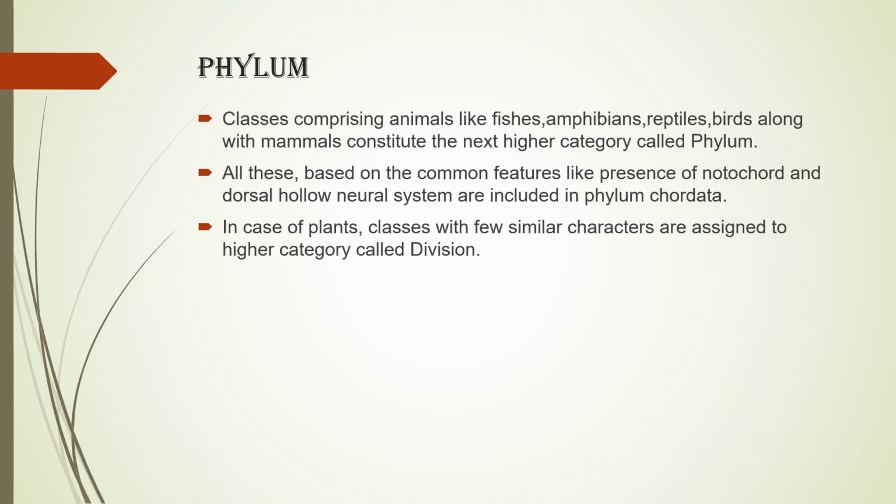Now next higher order comes the phylum. Classes like Mammalia, Reptilia, fishes, birds, along with that we can say that mammals constitute the next higher category, or the phylum. So this is the next higher category of the phylum. Now all these are based on the common features, that is the presence of the notochord and the dorsal hollow neural system, which is mainly present in the phylum Chordata. So Chordata means those who are having the vertebral column, those who are chordates. So they fall under the phylum Chordata.